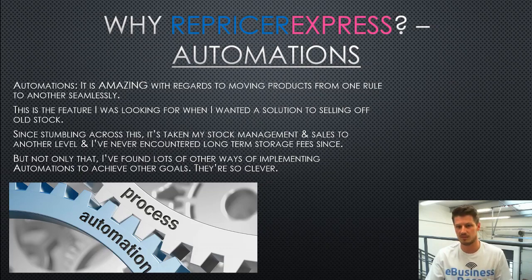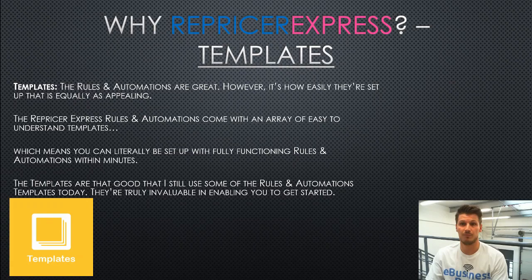So it's just fantastic. And alongside that, since going to RepricerExpress and setting up automations, we haven't had any Amazon long-term storage fees. We've avoided them completely. So it really is so valuable with regards to that sort of thing. But there are also many other automations that you can set up for different scenarios. But the one we found really, really useful is for old stock and preventing you getting those Amazon long-term storage fees. So yeah, that's automations. So let's see what else I've got to say about RepricerExpress.